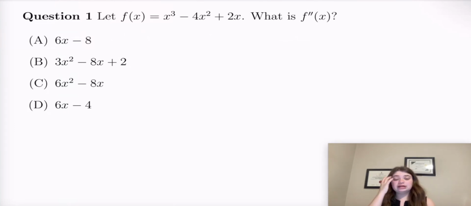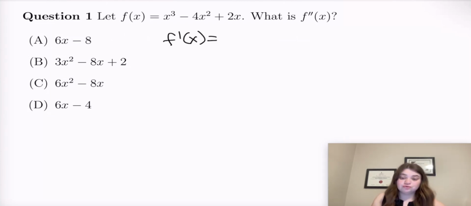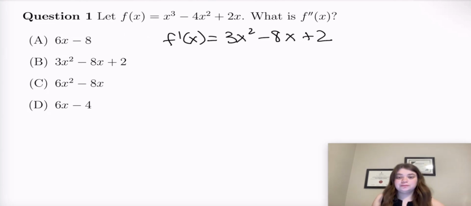Okay, so what I'm basically going to do for this one is I'm first just going to find the first derivative of f of x, and then I'm going to find the derivative of that derivative, and that's going to be my second derivative. So first, in order to find the second derivative, I first need to find the first derivative. So my first derivative, just using the power rule, would be 3x squared minus 8x plus 2.